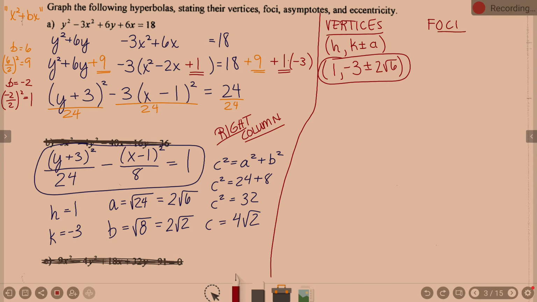Foci. The formula for foci is H comma K plus or minus C. So take your vertices and just switch out A for C. So 1 comma negative 3 plus or minus 4 square root of 2. I did it. What else? Asymptotes?